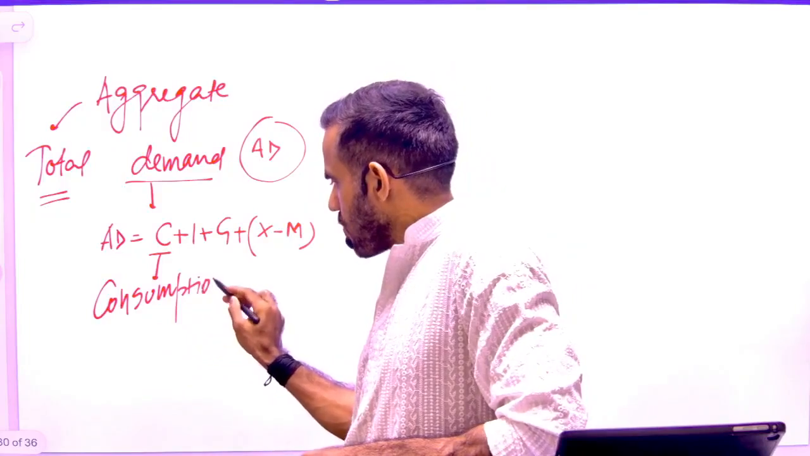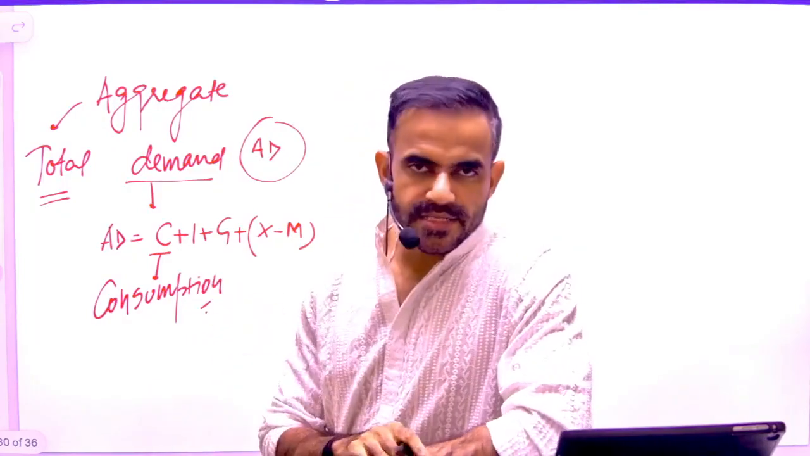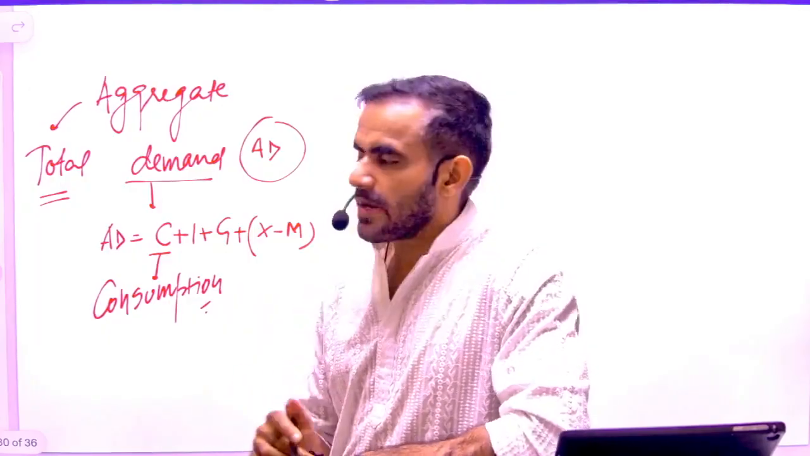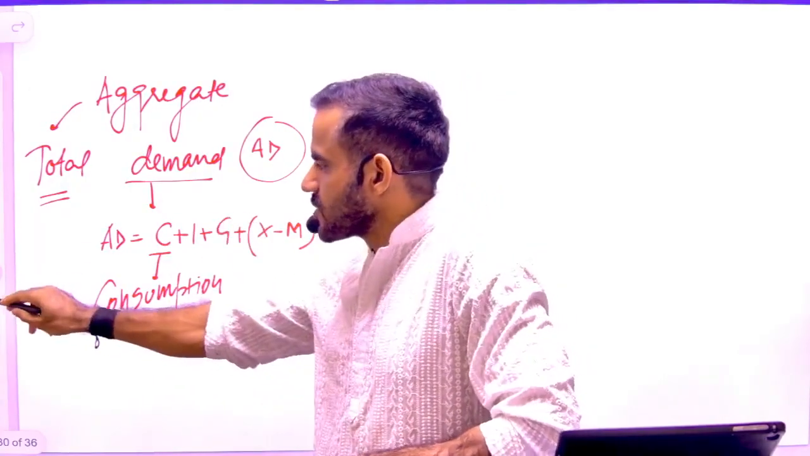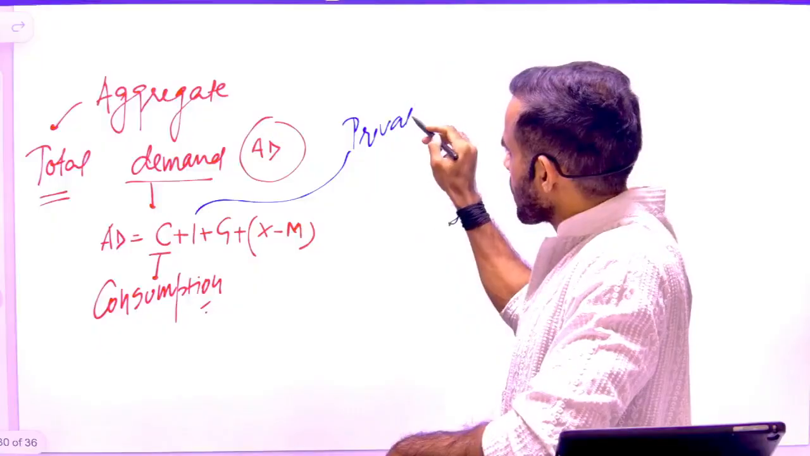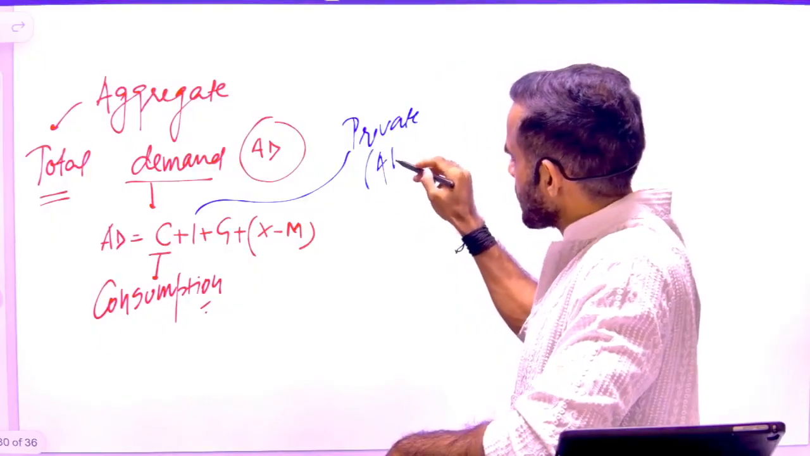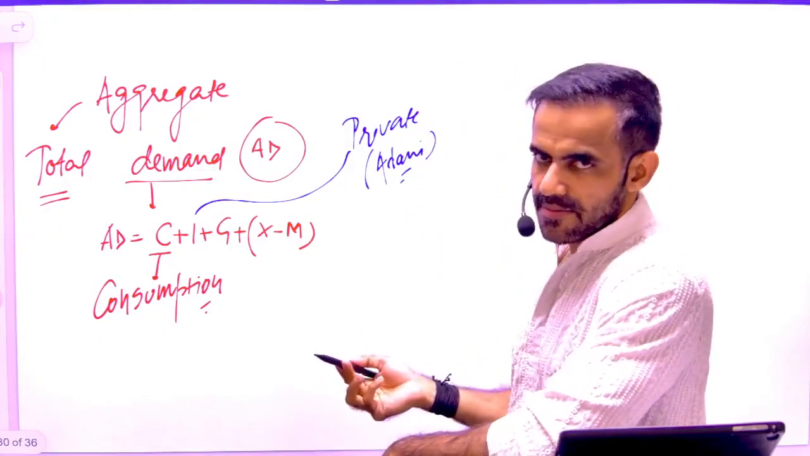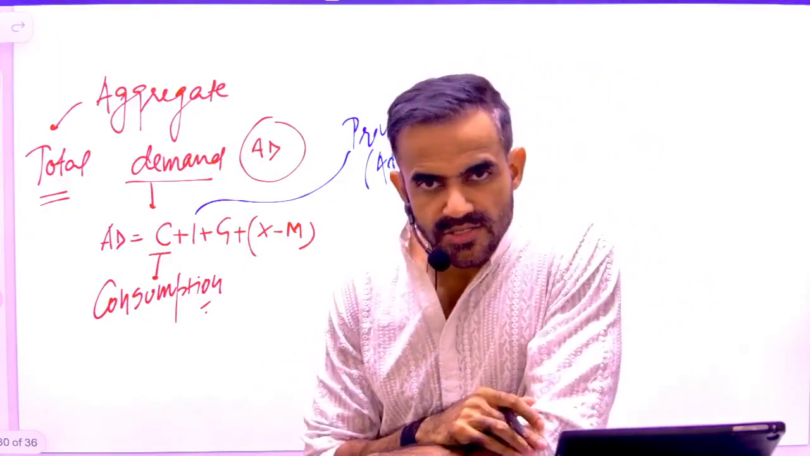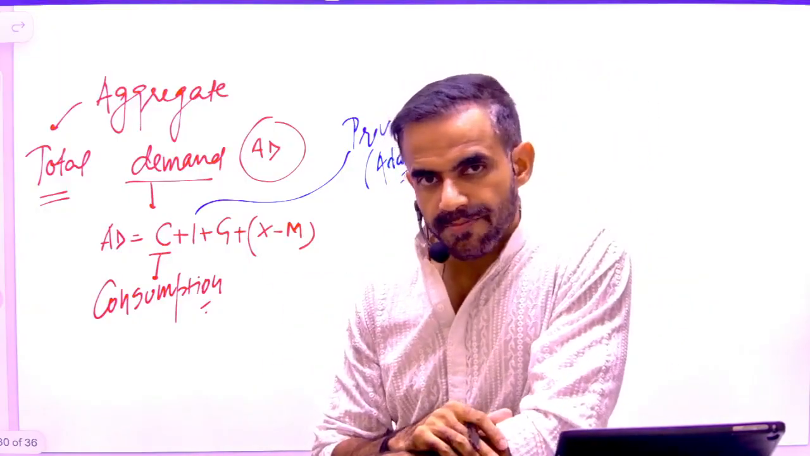Okay, now what is I? I is investment. By whom? By the private players. So it is nothing but investment by the private sector, private. For example, let's say Ambani, Adani. Let's say the Adani Group purchased some item. Let's say for their factory, they purchased steel. So that is a demand in the economy.